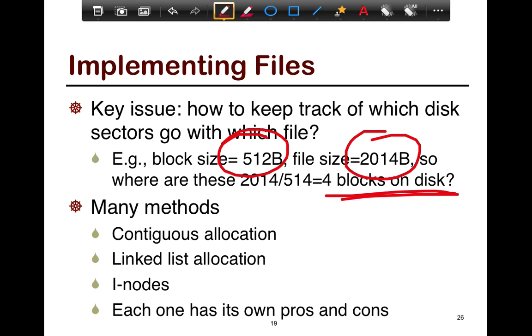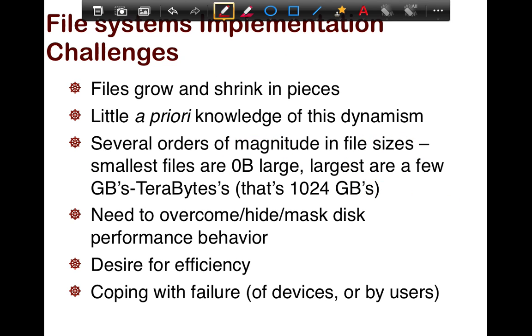You could either do continuous allocation, or you could get it from different places, and each one has its own pros and cons. We'll try to look at what Unix does and what Windows does, the basic design. We'll try to understand the trade-offs.